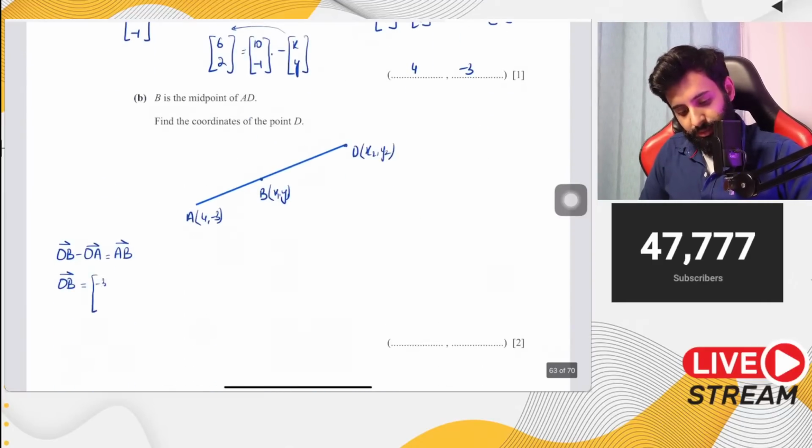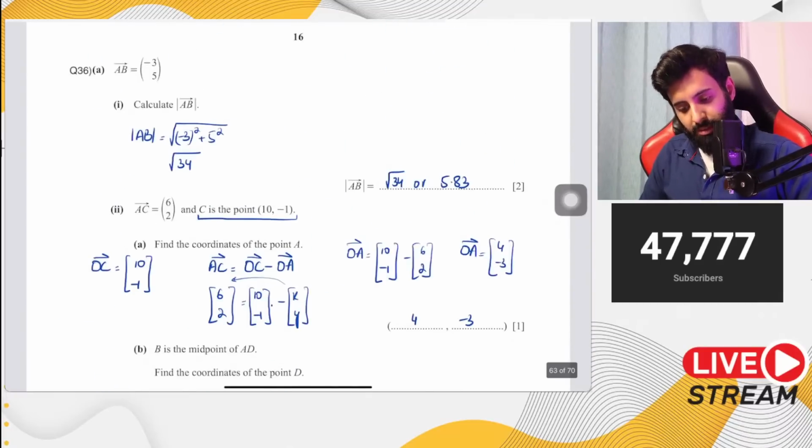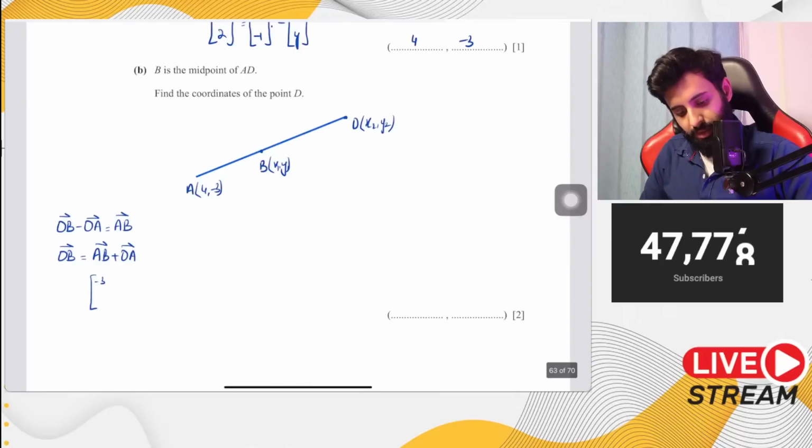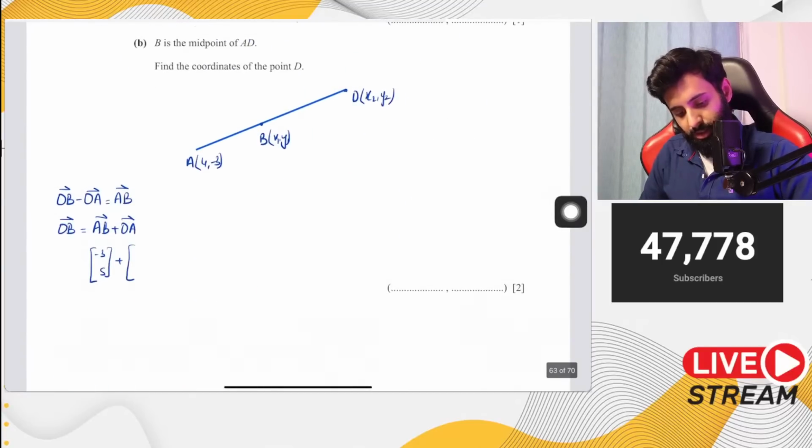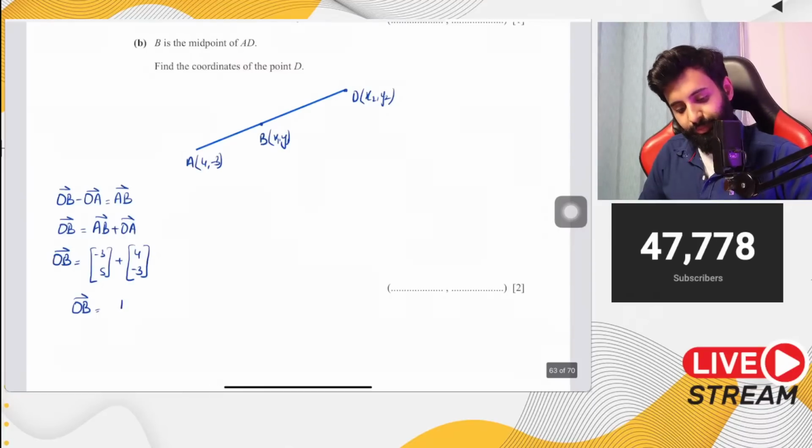I'll explain that as well. So OB is equal to, if you make it the subject, OB is going to be equal to AB plus OA. Now what's AB equal to? AB is given to us in the question, minus 3, 5. And what's A? We have the coordinates of A. In fact, we worked it out over here. It's 4 and minus 3. So this gives us the coordinates of B. Minus 3 plus 4 is 1, and 5 plus minus 3 is equal to positive 2.